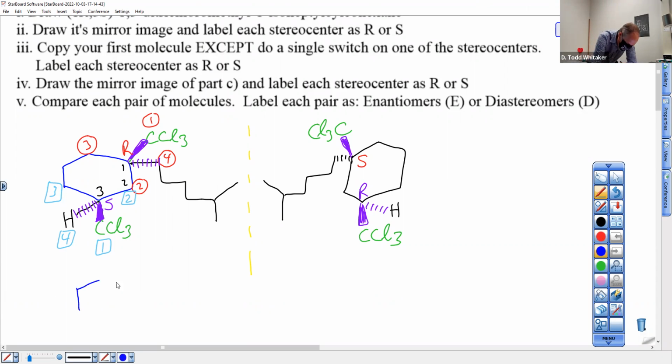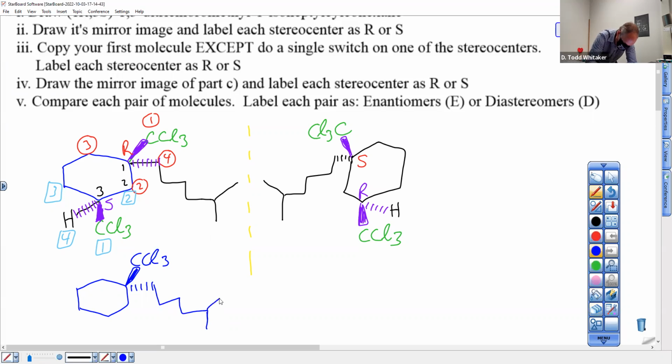I'm copying the top stereo center as is. No changes. 1, 2, 3, 4, 5, 6, 7. And down here, I'm going to put the H on the end of this stick. It's a wedge. And on the dash, a CCl3. The new molecule. Top one was R for red, and the bottom one was S. Now it is R. Why? Because I did a single switch.